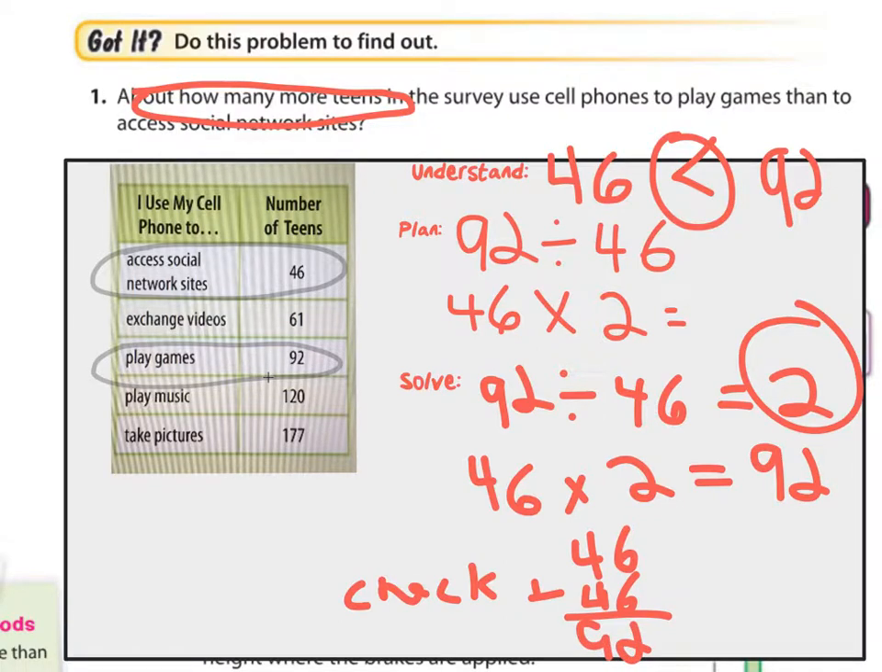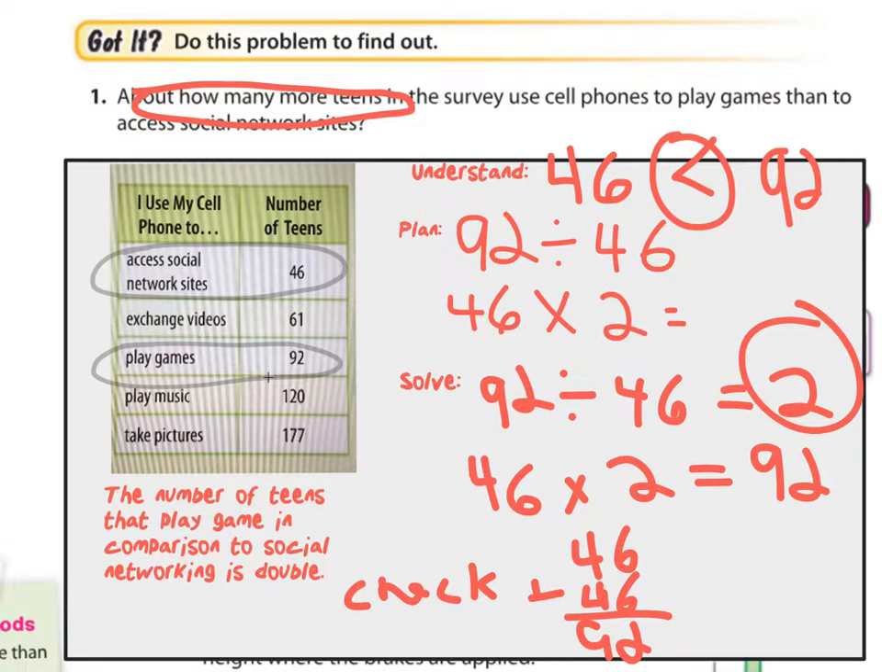Remember that word questions have to be answered with words. So I would say, therefore, the number of teens that play games, well, I forgot the S, in comparison to social networking is double.